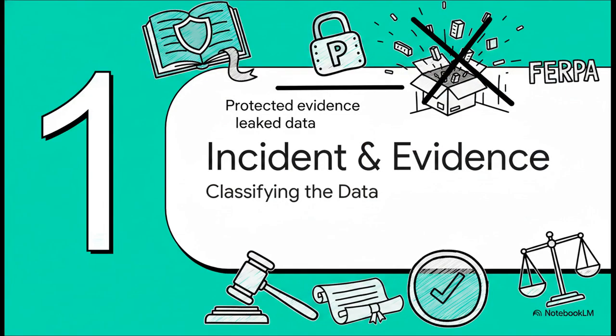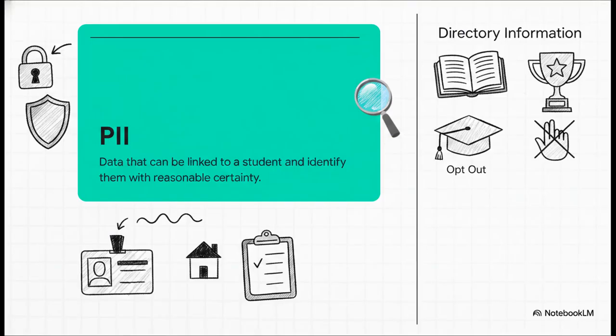Part 1. The incident and the evidence. You see, FERPA strictly defines what actually counts as protected evidence in our investigation. Not all leaked data is treated the same. To classify the stolen files, we really have to separate highly sensitive, personally identifiable information, or PII for short, from basic directory information. Now, PII includes things like social security numbers, family addresses, or really anything that links back to a student's identity with reasonable certainty.